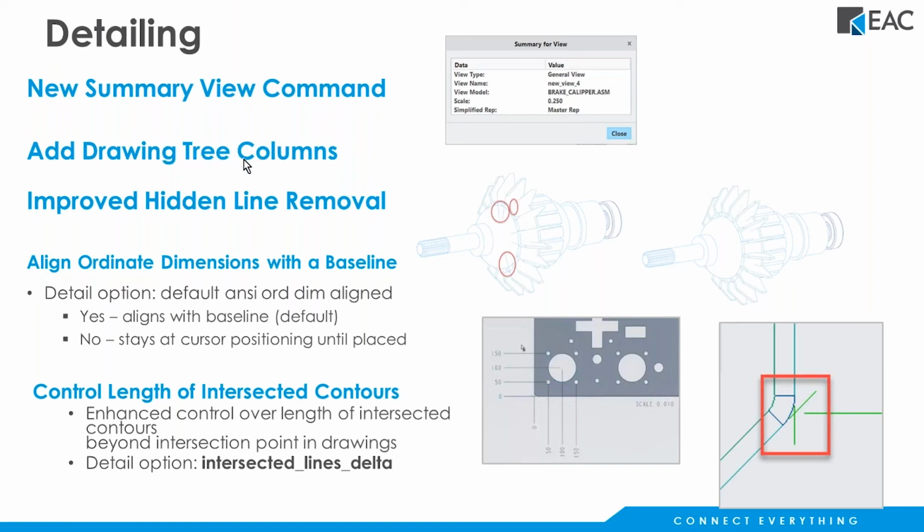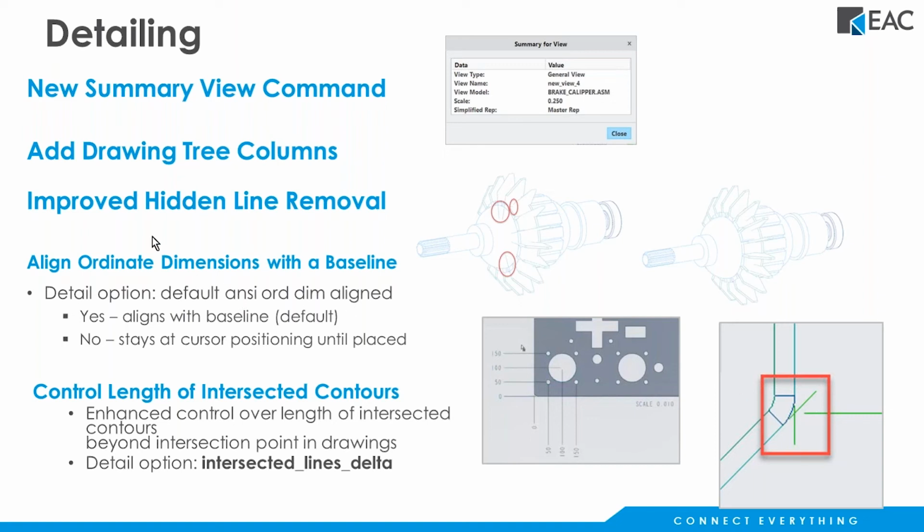We can add drawing tree columns in a drawing to give us more information about the particular parts that are there. Also, when we have ordinate dimensions, we can either have them aligned to the baseline, the 0 dimension, or not. So that's a yes or no. That's in the DTL file. And then we can control the intersected length, as we can see in this corner down here. By default, it's like 1/8 of an inch, but we can extend that or make it smaller if we want to do that.